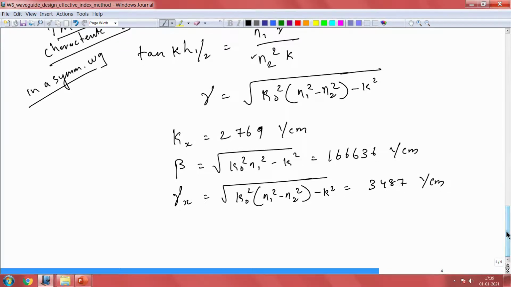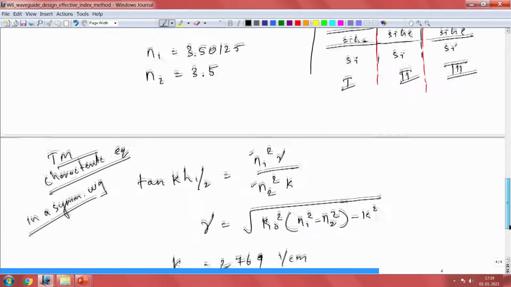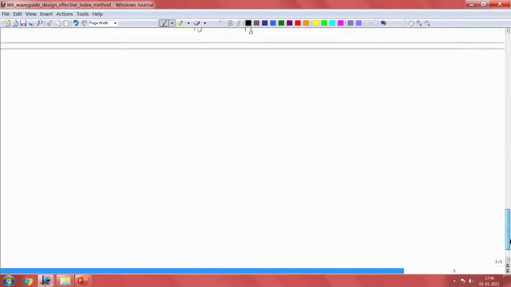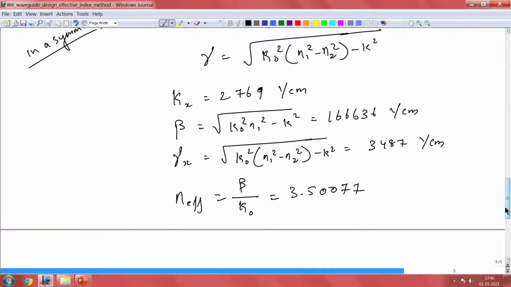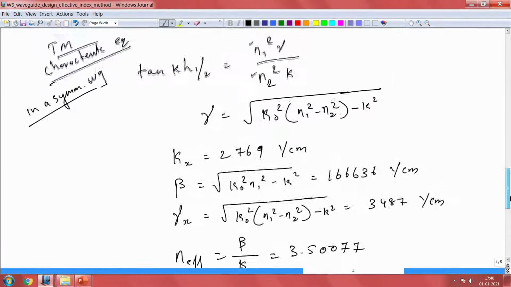So we have numerically found kx, beta and gamma x for this particular section. Beta is known. So how about n effective? We are interested in calculating the n effective for that particular section. So n effective is nothing but beta over k naught. So that is 3.50077. That is our n effective. All right.